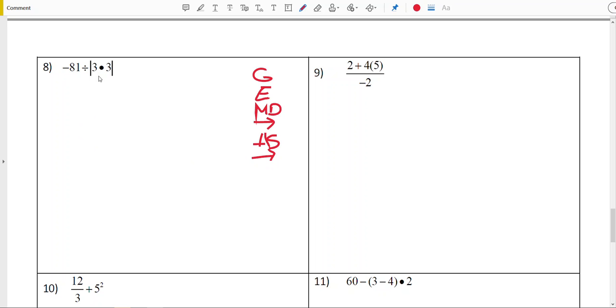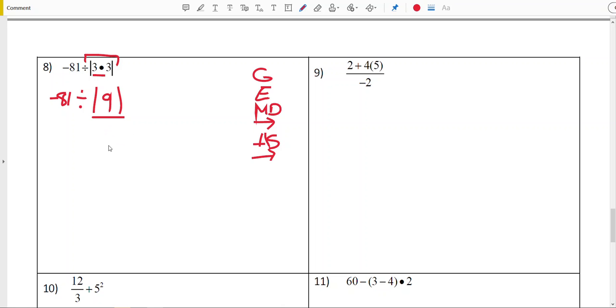I have a grouping. Now, it's not a traditional grouping because it's this absolute value here. I have to solve the stuff inside and then do the absolute value. So I'm going to do 3 times 3 first, which is 9. I still have absolute value divided by negative 81. Then I need to finish that grouping, absolute value of 9.